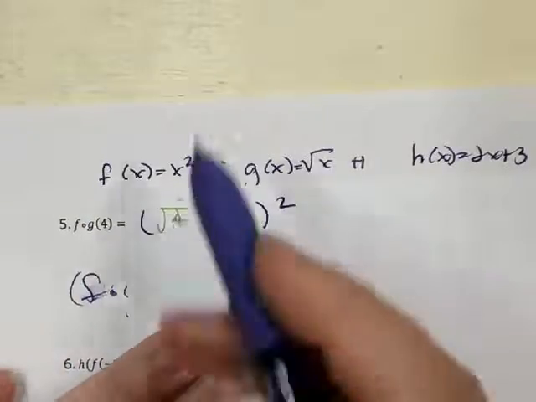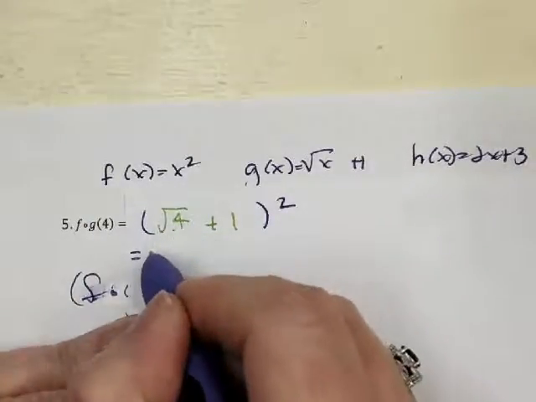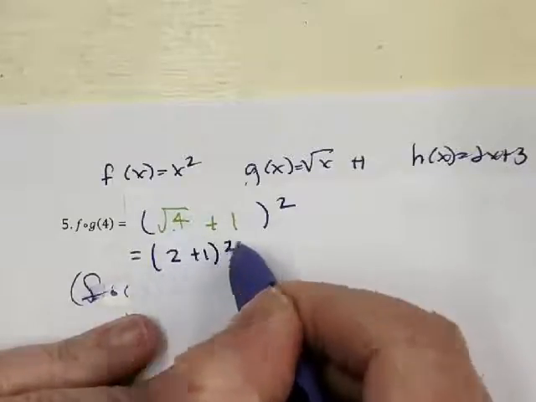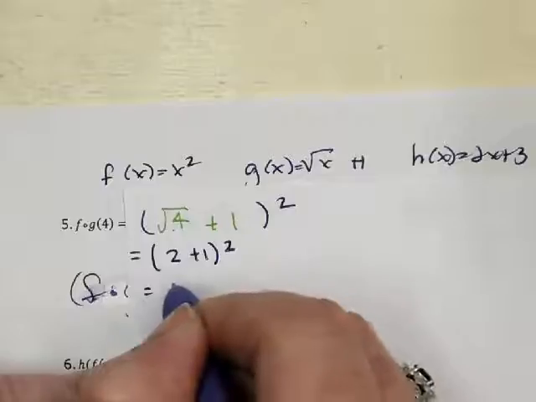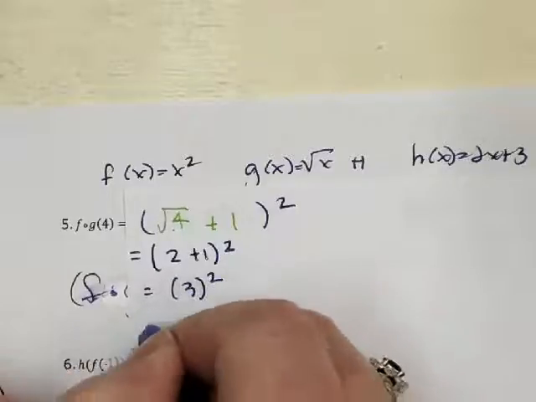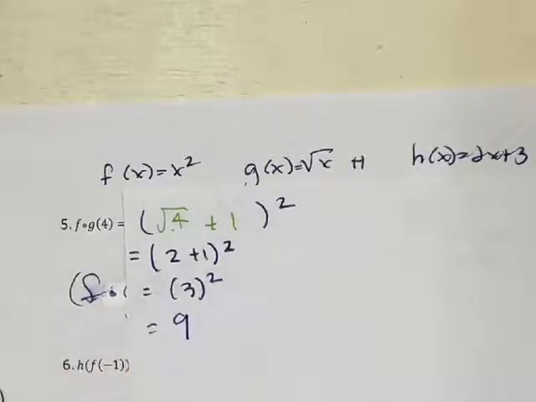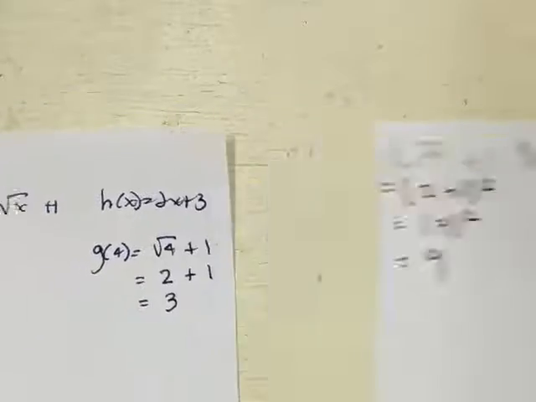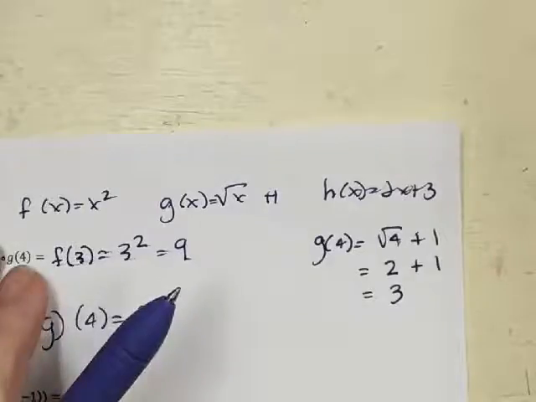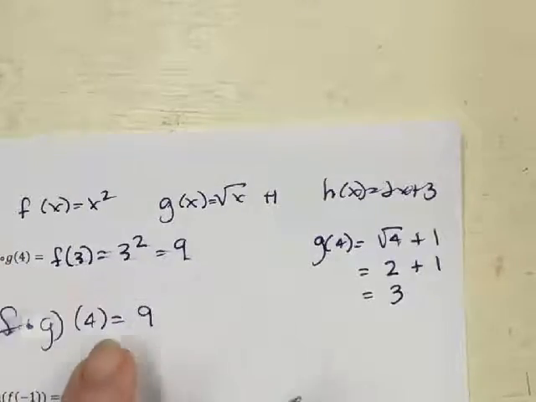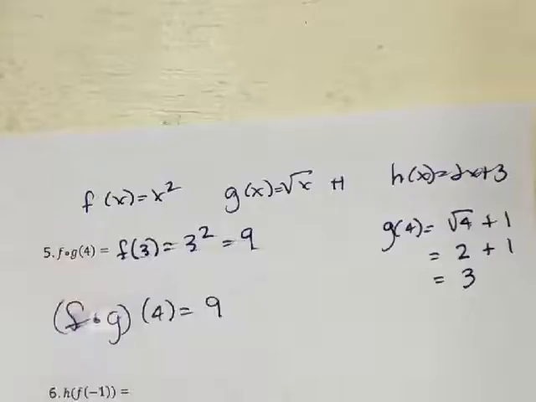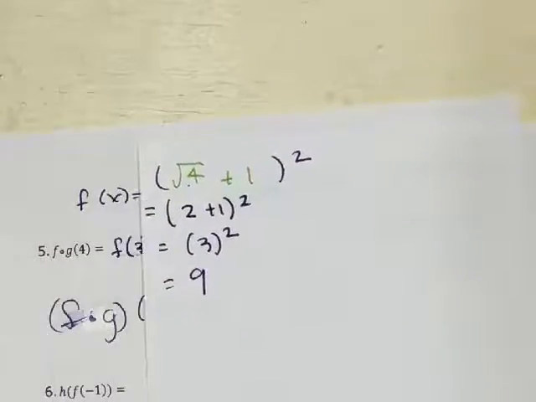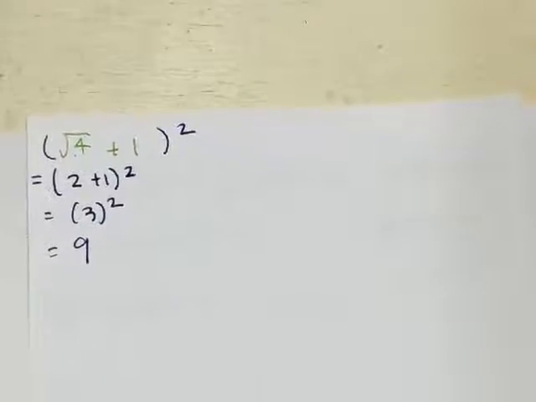And so now I have this. The square root of 4 plus 1, so the square root of 4 is 2, plus 1 squared, and 2 plus 1 is 3 squared, and that's going to give me 9. And you can see I got the same thing, doing it 2 different ways. You can either evaluate this first part and then take that number and plug it into the second function, or you can do it all at once. It just depends on you and what you feel comfortable with.